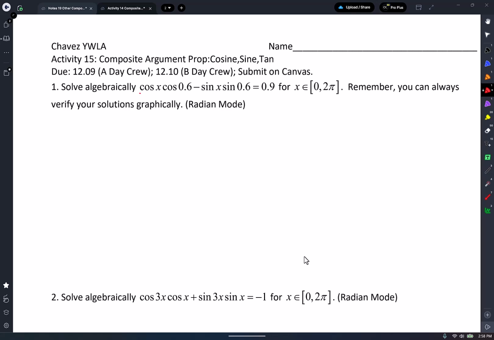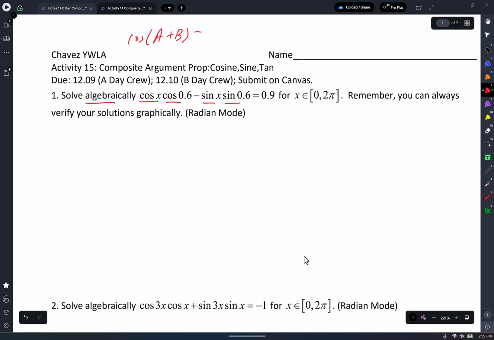I look at number 1 and it says cosine, sine, sine. It wants me to do it algebraically, so I obviously am going to have to solve with some work. We just learned the composite argument properties. Sometimes they're called angle addition formulas. I'll give you all the different names later on. So I look at this and it looks familiar. It looks like cosine A plus B. I'll write the formula up here: cosine A plus B is cosine A cosine B minus sine A sine B. That's what it looks like, doesn't it?